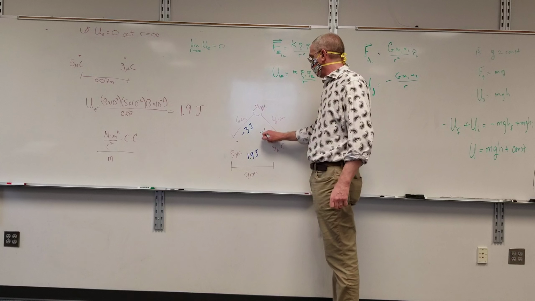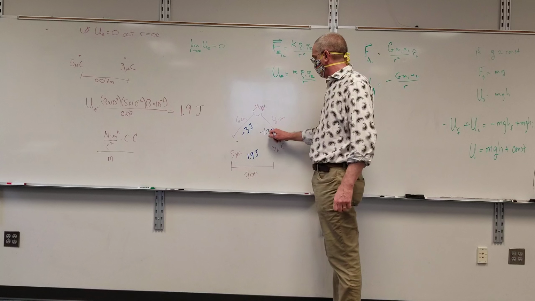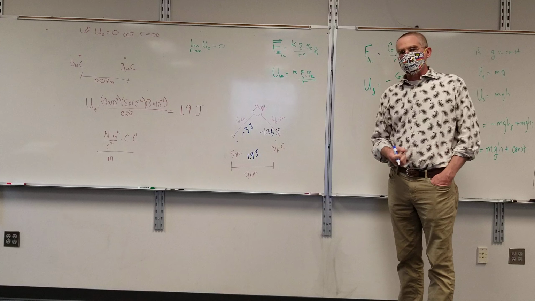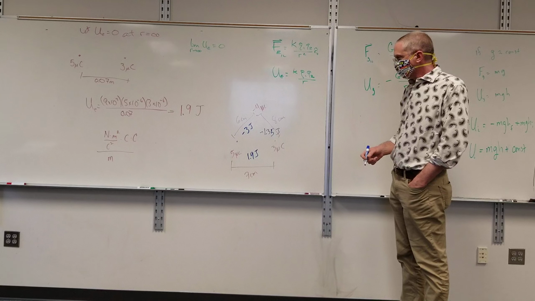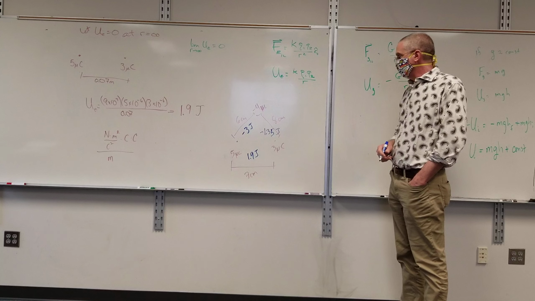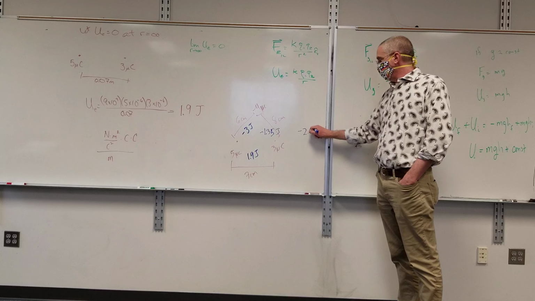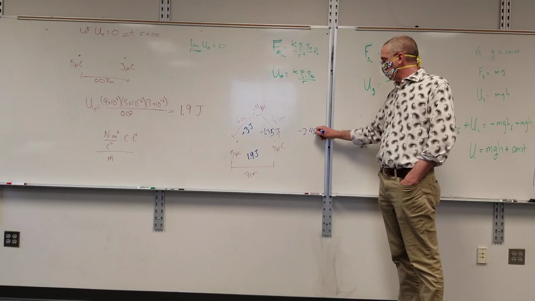-1.35 for the other. 1.35 negative? Yes. And so the total potential energy stored in the system is just the sum of those. Let's see, 1.1, so -2.45 joules.